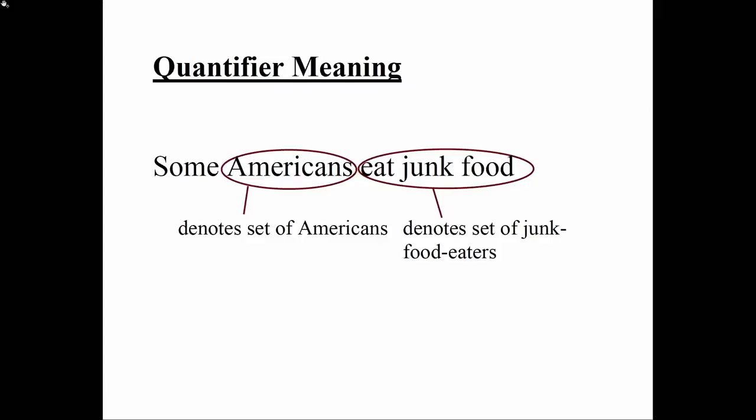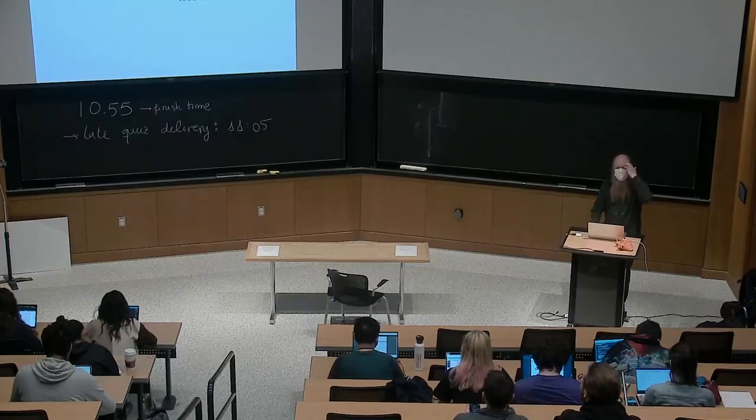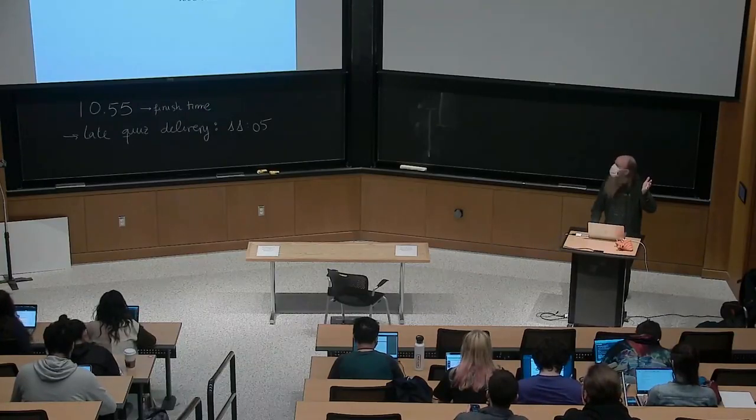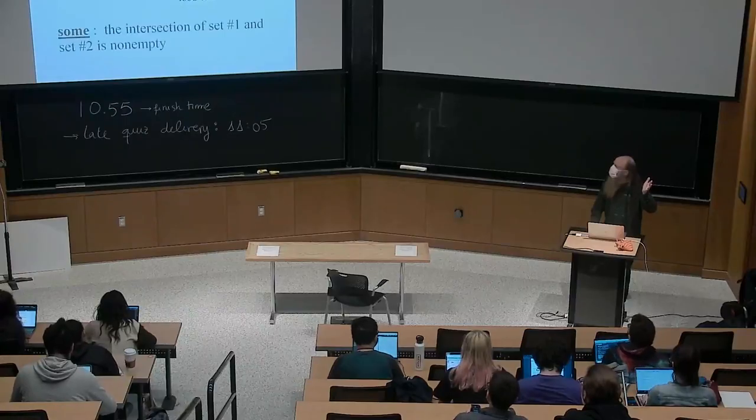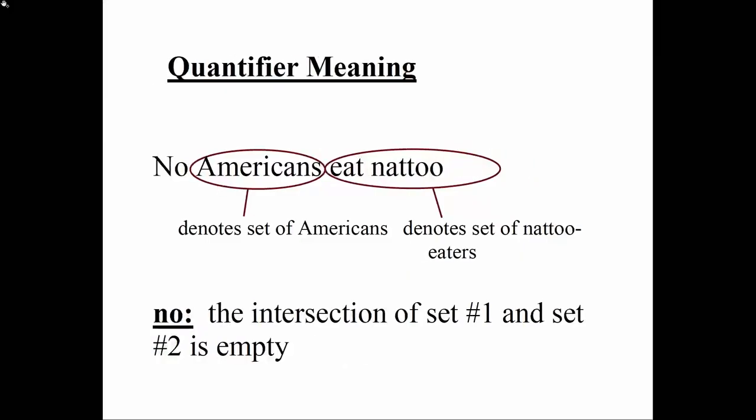Some, what does some say? Yeah, Joseph? The intersection is not a null set. Yeah, the intersection is non-empty. Yeah, so there are things that are in both sets. No says the intersection of set 1 and set 2 is empty.